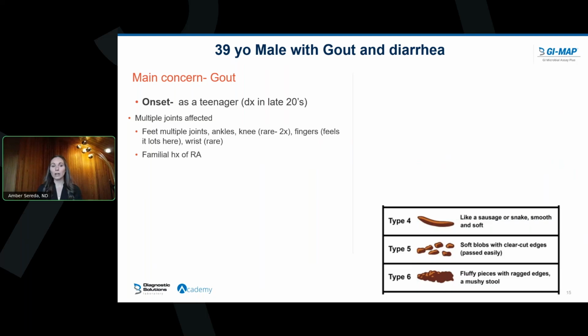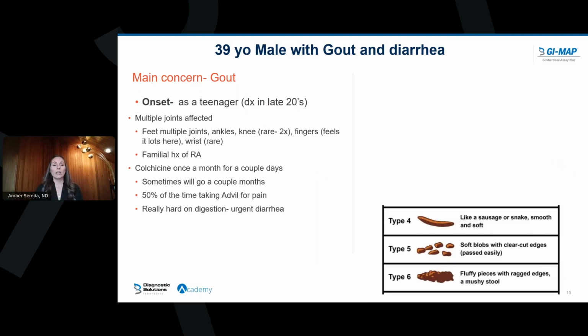They're more rare, but they do happen. So the knee and the wrist, and then he feels it a lot in his finger joints as well. He does have a strong family history of rheumatoid arthritis. This can also be a key as to putting gout on our DDX list, this history of arthritis in the family. And this patient uses colchicine, which is a pharmaceutical for managing acute gout flares.